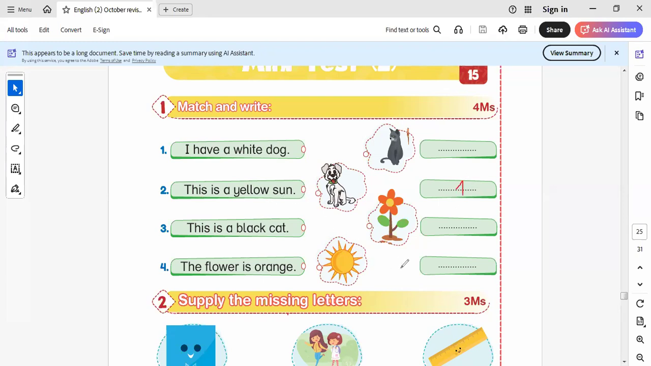Number 2. This is a yellow sun. Which is the yellow sun? This one is yellow. This is a black cat. This is number 3. I know all of us know this. The flower is orange. Which flower is orange? This one. Okay. So now we know every sentence with the picture related to it. Let's go to another item here.